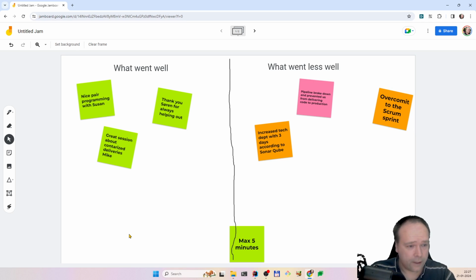When you have enough notes, then you can tell your team members to place 3 votes.